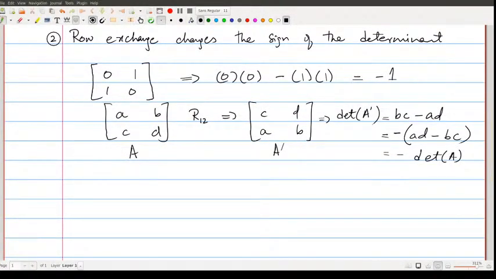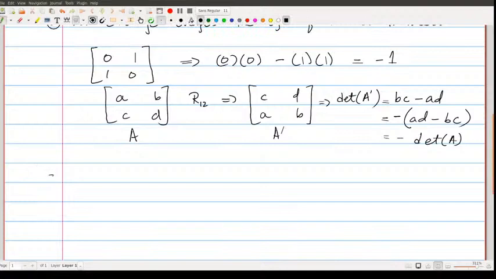Okay, what else? Third property of a determinant is that the determinant is linear in rows. This is important. It's linear in rows. It's not linear overall. For example, what do we mean when a property is linear?